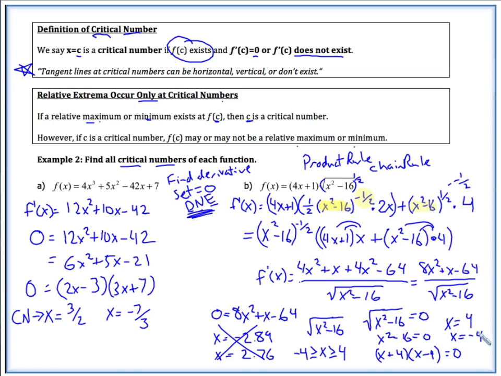Now these numbers, 4 and negative 4, are actually in the domain, because if you do 4 squared minus 16, you get 0, and 0 times 0 is 0. And so we're happy with that because it works. So these guys right here, 4 and negative 4, are your critical numbers because they're in the domain and they make the derivative not exist. These two numbers are not in the domain, so they are not critical numbers. All right, let's keep on going.